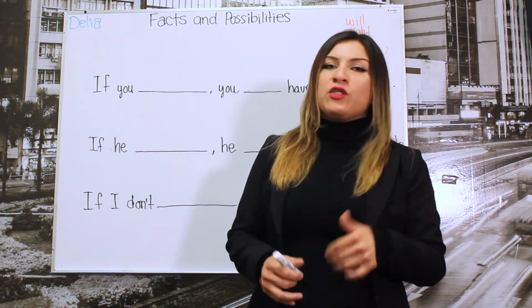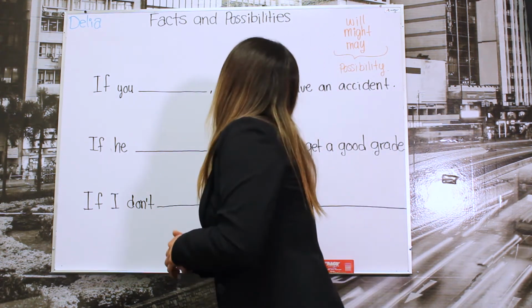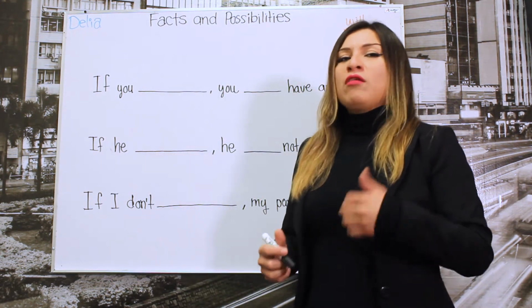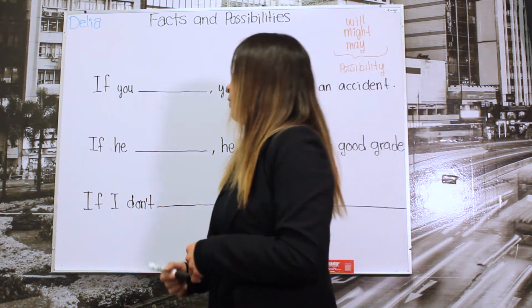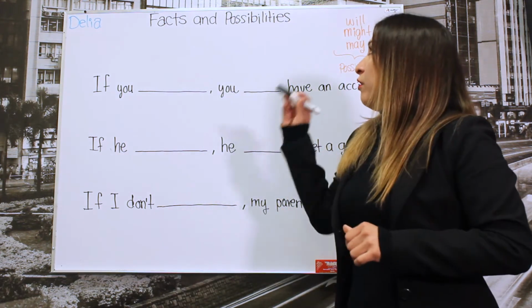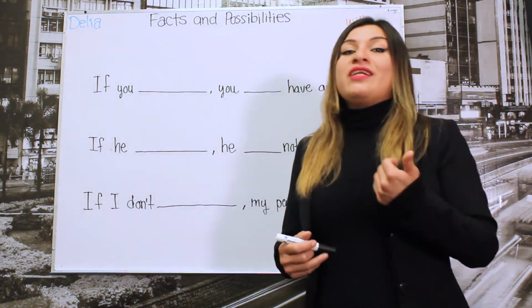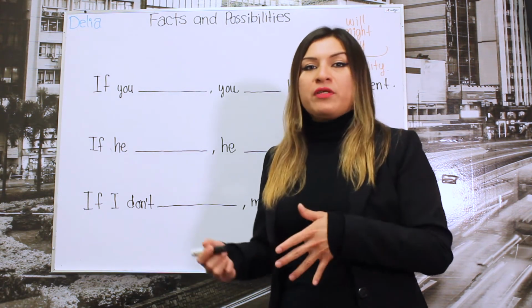Alright, previously we practiced with facts, as you remember. Now let me tell you about possibilities. Of course they are different from one another. So let's explain here. With possibilities, in this case we need helpers. That is the difference between facts and possibilities.